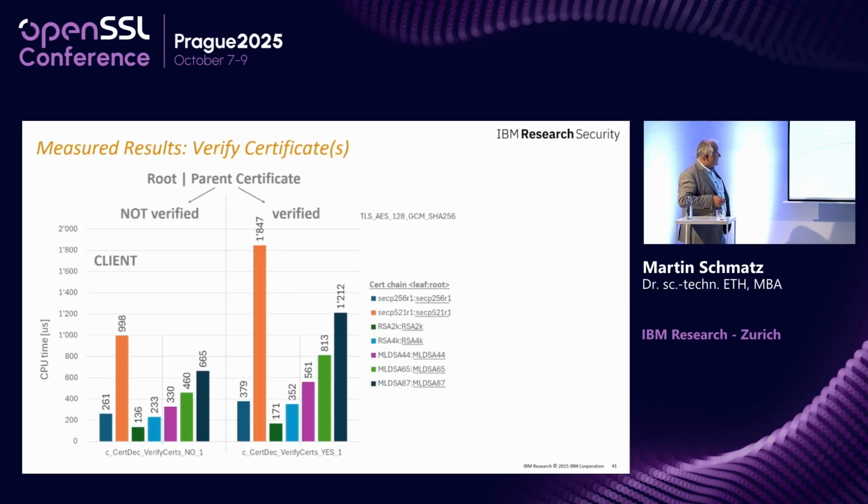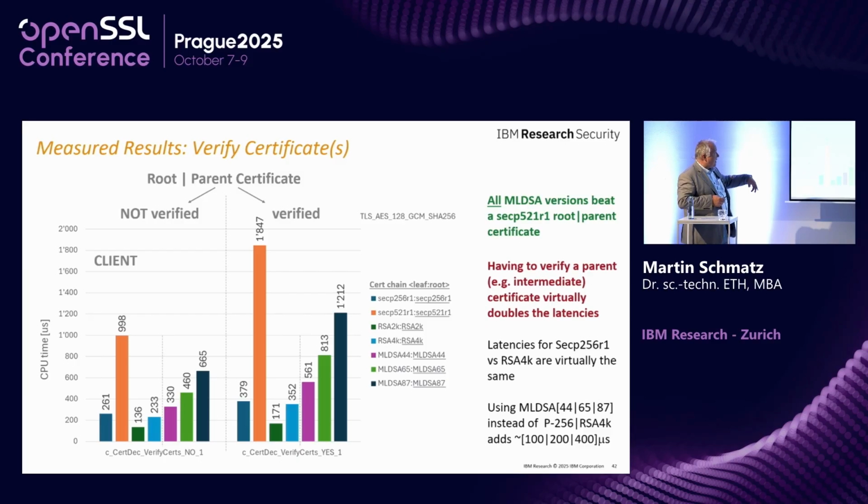Okay, so let's look at what that does, and we can see the P521 is really the orange line that goes through the roof, and the good news is all ML-DSA versions beat that P521. And that's, no, that's a verification where you don't have resampling, so that's again the 50% quantile.